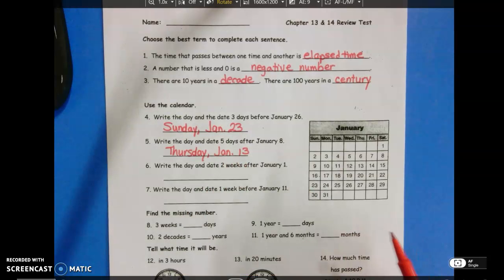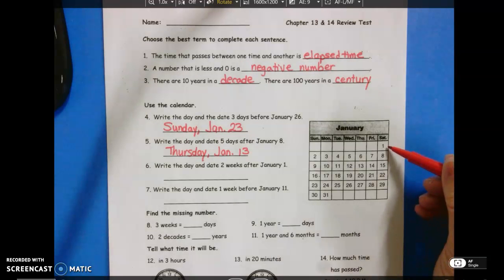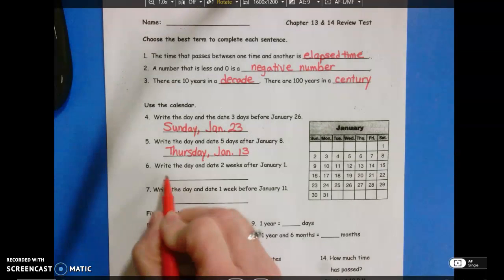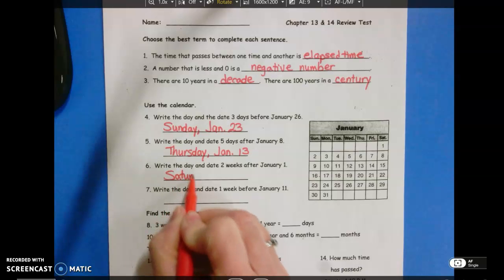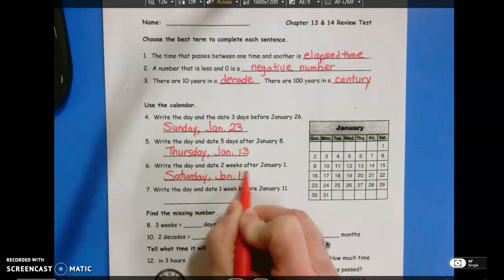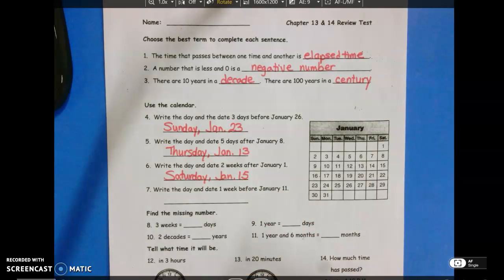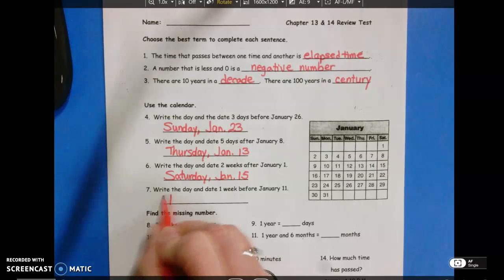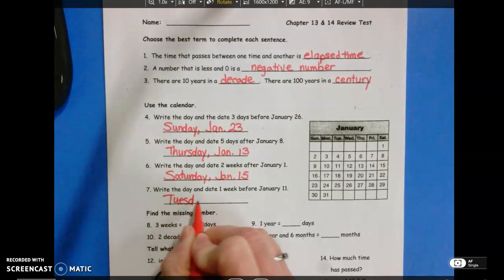Number 6, write the day and date 2 weeks after January 1. When I want to just simply count weeks, remember you can just go down. Move 1, move 2. The answer is Saturday, January 15. Write the day and date 1 week before January 11. A week before goes back in time. It would be Tuesday, January 4.